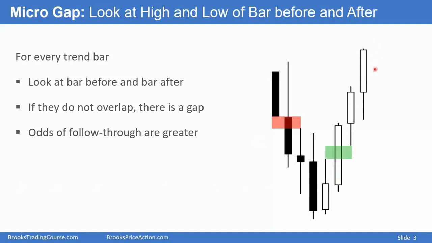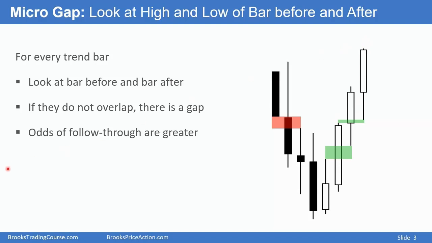We have a series of bull bars. I look at the bull bar here and I look at the low of the bar after and the high of the bar before. There's a gap. That increases the chances that the market's going at least a little higher. And here's another gap, a big bull trend bar. Therefore, I look at the low of the bar after and the high of the bar before. If there's a gap, it increases the chances that the market's going at least a little bit higher.